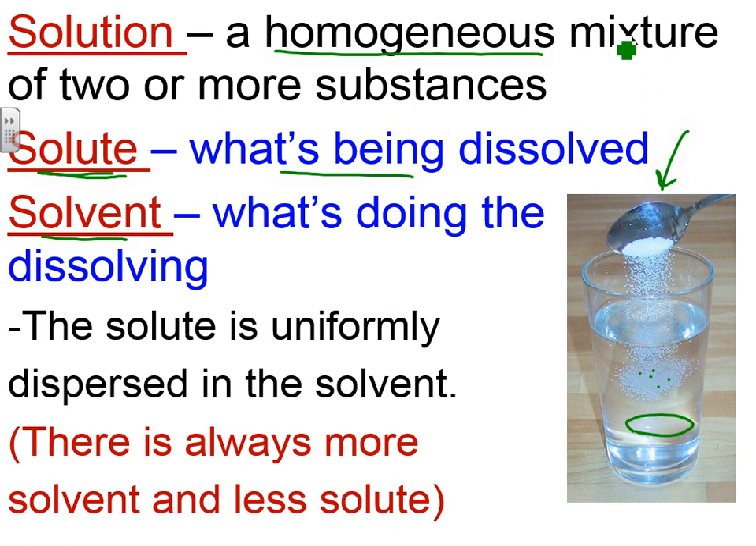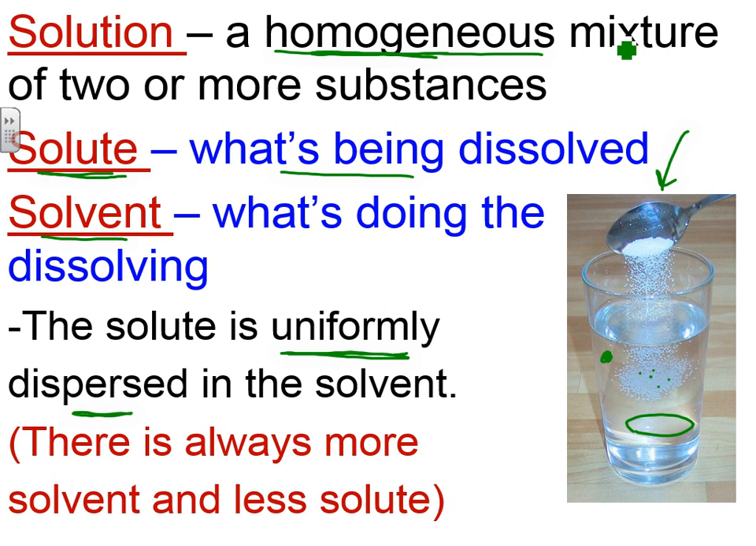And the solute should be uniformly dispersed. This uniformly just refers to the fact that it has to be homogeneous for it to be considered a solution. And it has to be completely dispersed. In other words, you can't have clumps of the solute hanging around. That actually would not be a solution.